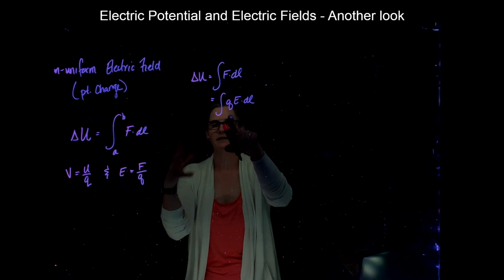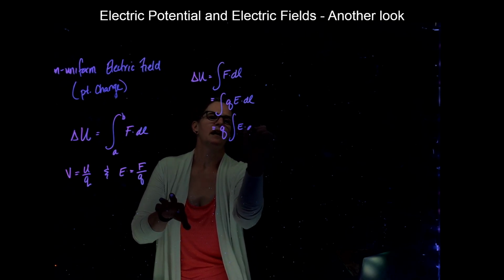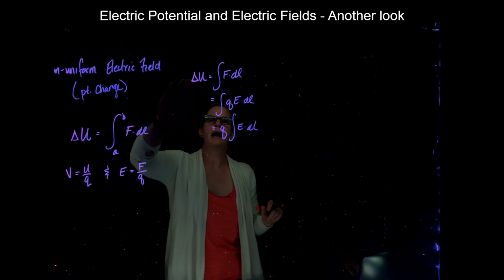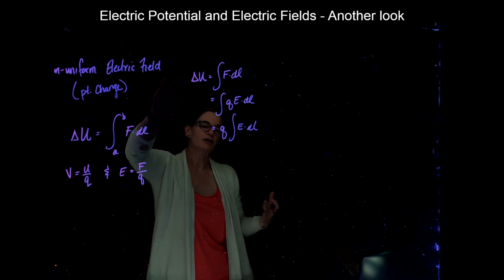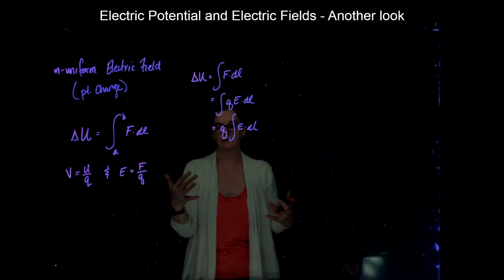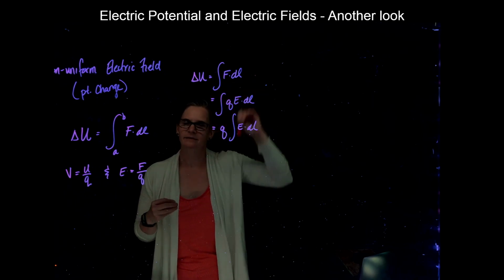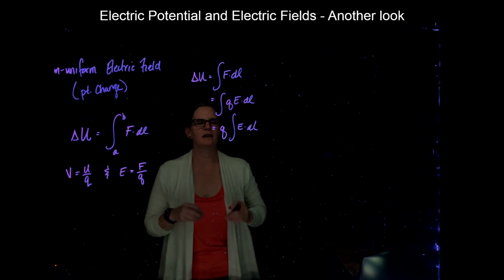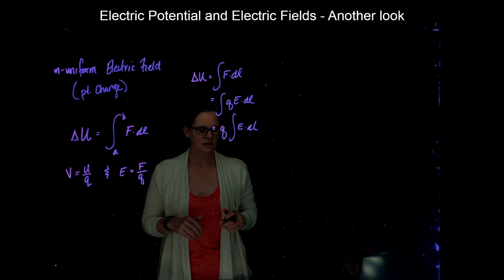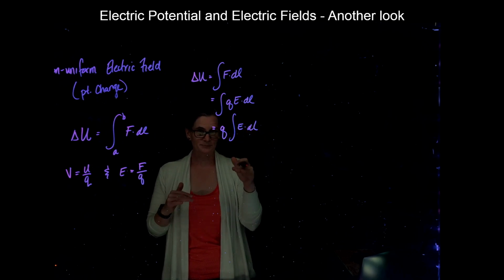Q is a constant, of course. I can pull that out of my integral. And I end up with my change in electric potential energy related to my electric field, okay? For a non-uniform electric field, I look at the integration across the small distances. We'll use L in this case. All right, so I have that.